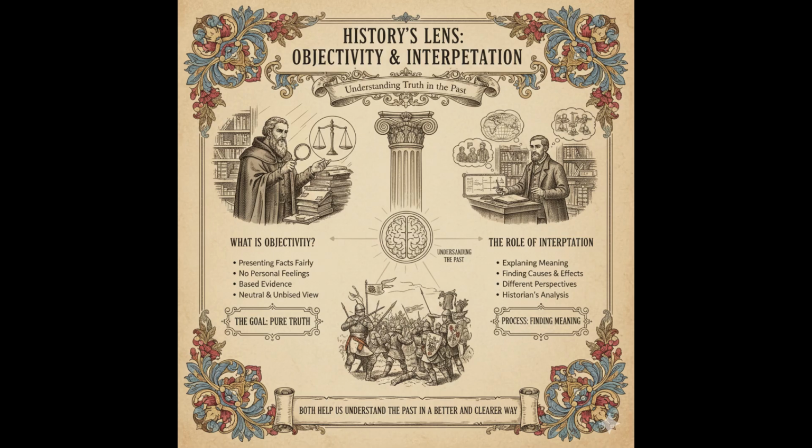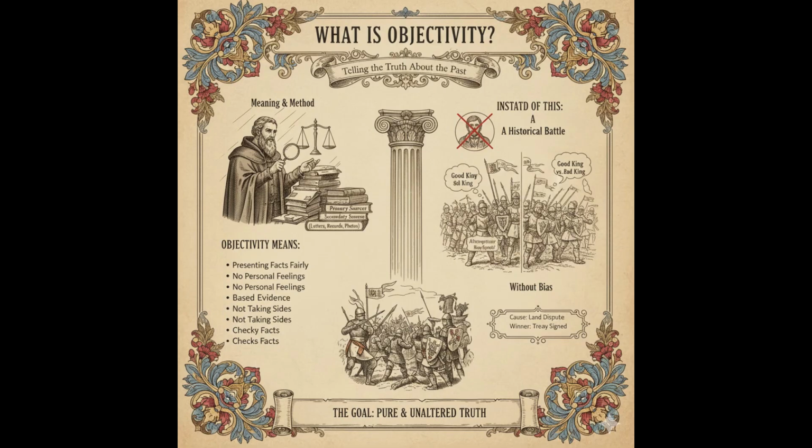Two key concepts in historical writing are objectivity and interpretation. Both help us understand the past in a better and clearer way. What is objectivity? Objectivity means telling something exactly as it is, without changing it and without personal feelings. When historians write history, they try to be objective.